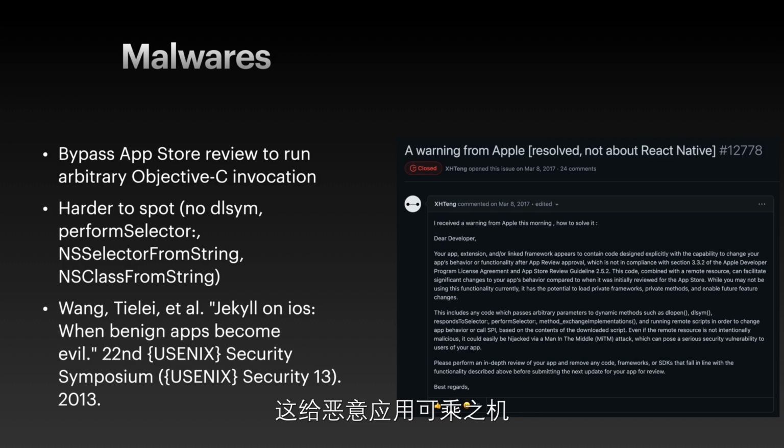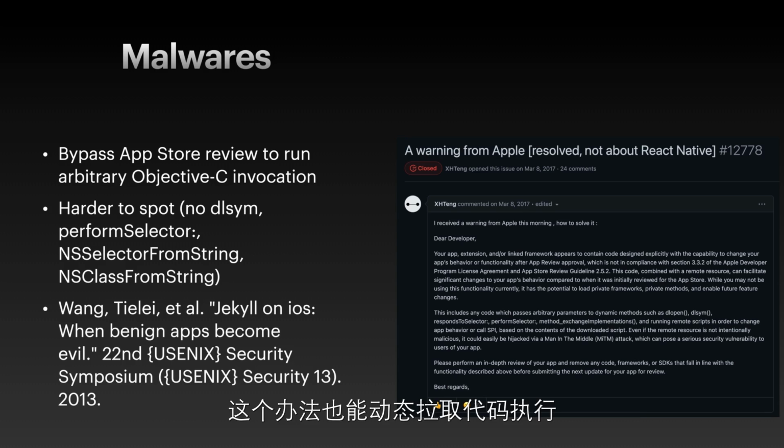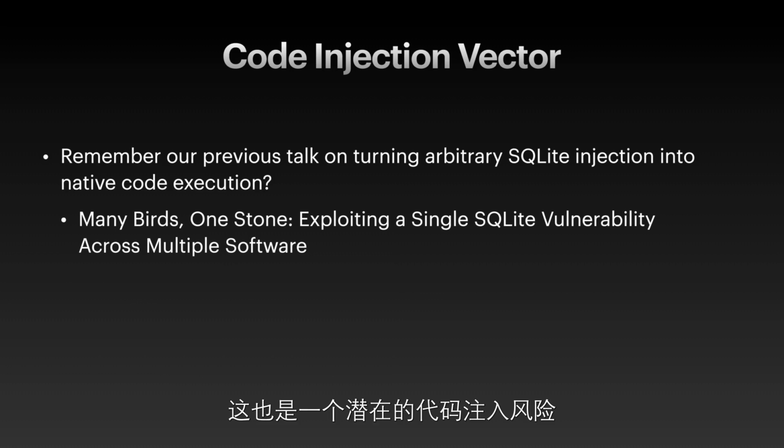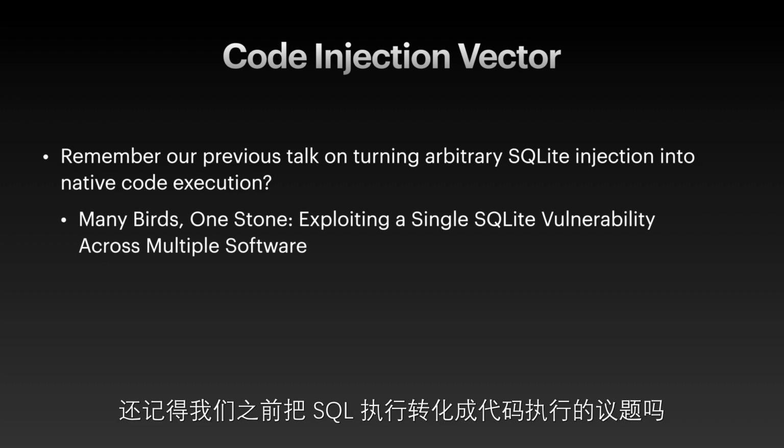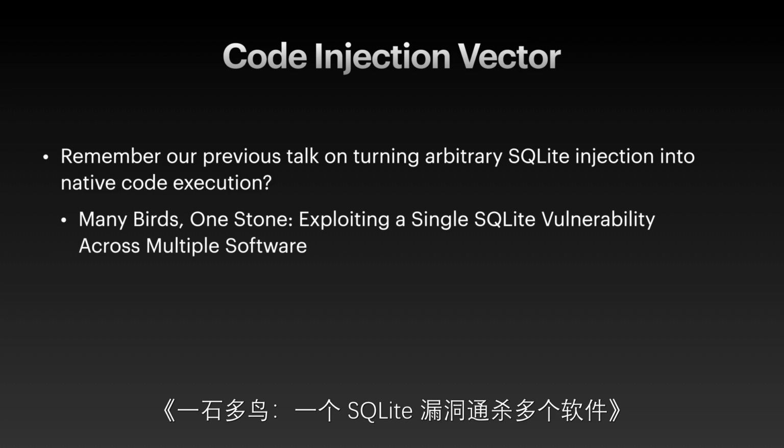This is possible for the eval apps that were described in USENIX 2013, because we can run arbitrary code in this way without being observed. And it's a possible code injection vector. Remember our previous talk on turning SQLite injection to native code execution? The talk, Many Birds, One Stone: Exploiting a Single SQLite Vulnerability Across Multiple Software.